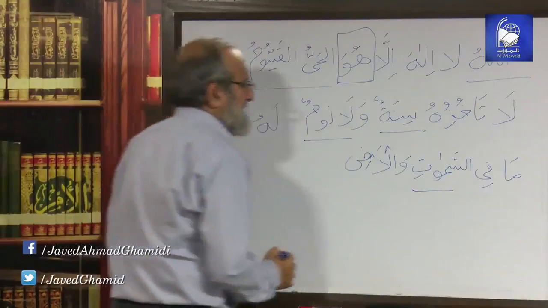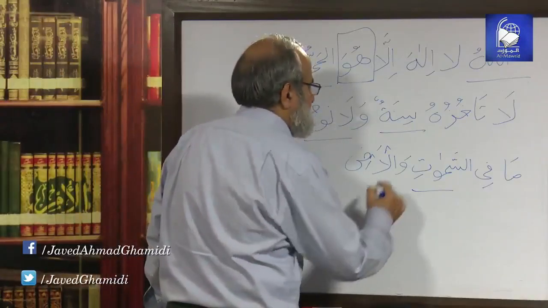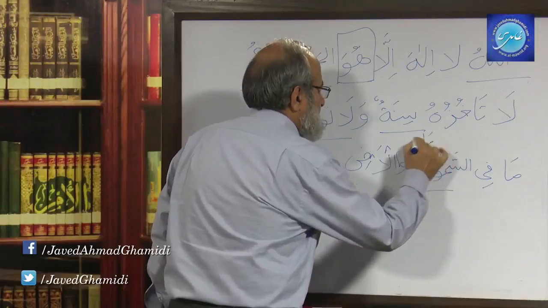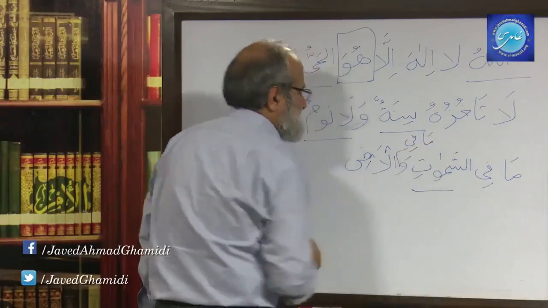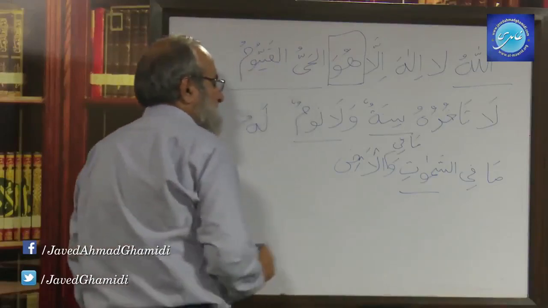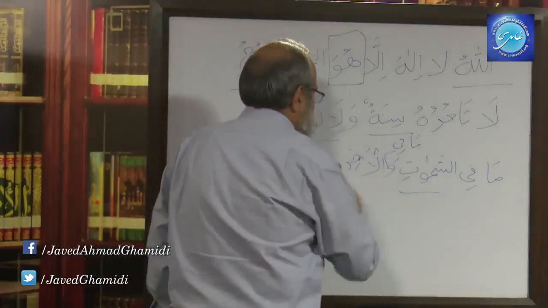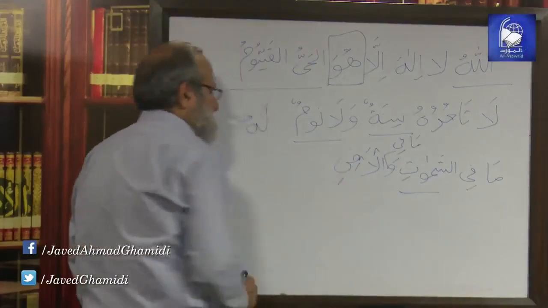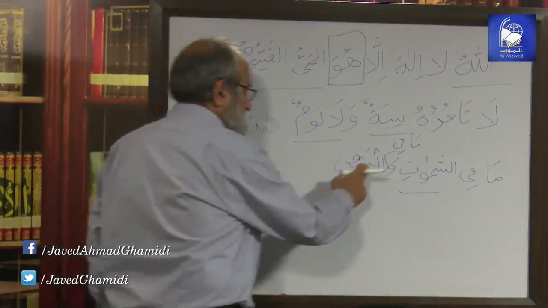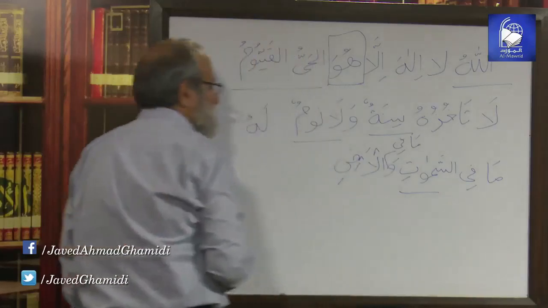Lahu ma fis samawati wal ard. Lahu ma fis samawati wa ma fil ard. Everybody remembers Ayatul Kursi. I can't get it wrong. Lahu ma fis samawati wa ma fil ard. So this fi is repeated here, and al-ard obviously is going to take a jar again because fi is a harf jar, and there is only one because of alif lam.